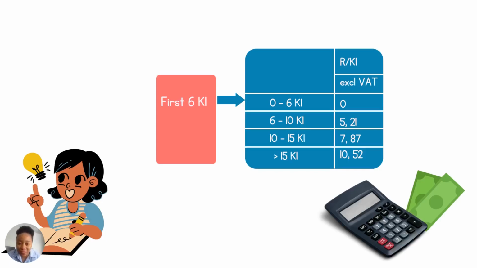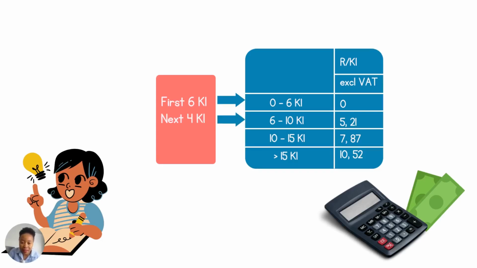So the first 6 kiloliters are free. You don't pay anything when you use anything less than 6. But now, for the next 4 kiloliters, meaning between 6 kiloliters and 10, when you use anything from there, you will then be charged.